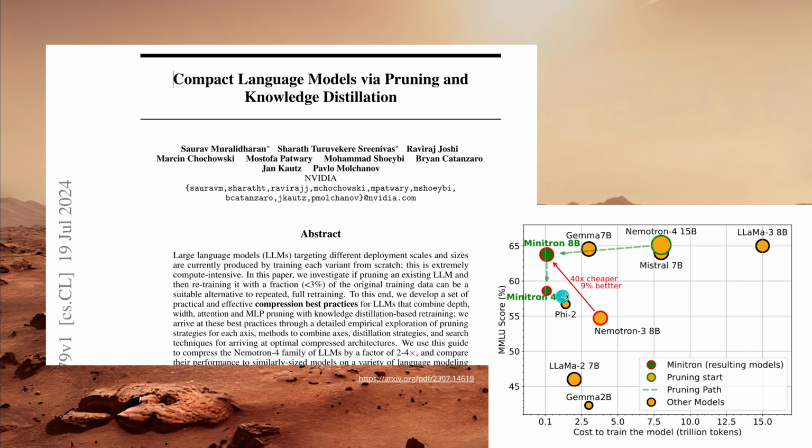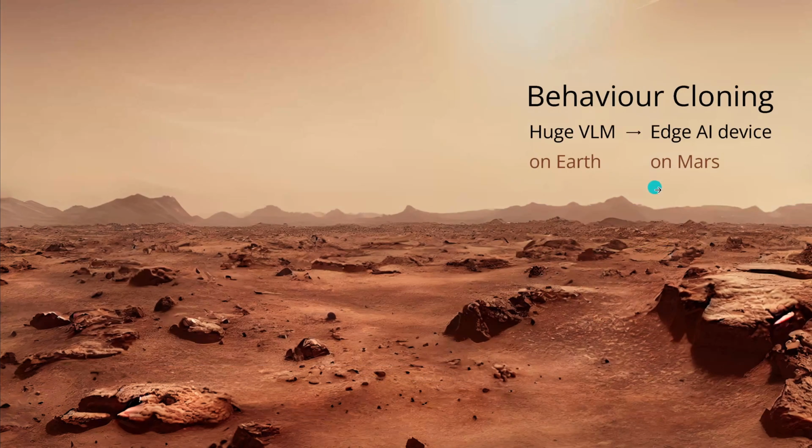Because here on the x-axis you have the cost for NVIDIA to produce those models, and you see with pruning you just make it cheaper for NVIDIA. But the level is about here a Gemma 7B, a Minitron 8B. You see the performance is more or less the same, it's just cheaper, so this is not the solution. So the solution is of course behavioral cloning with AI.